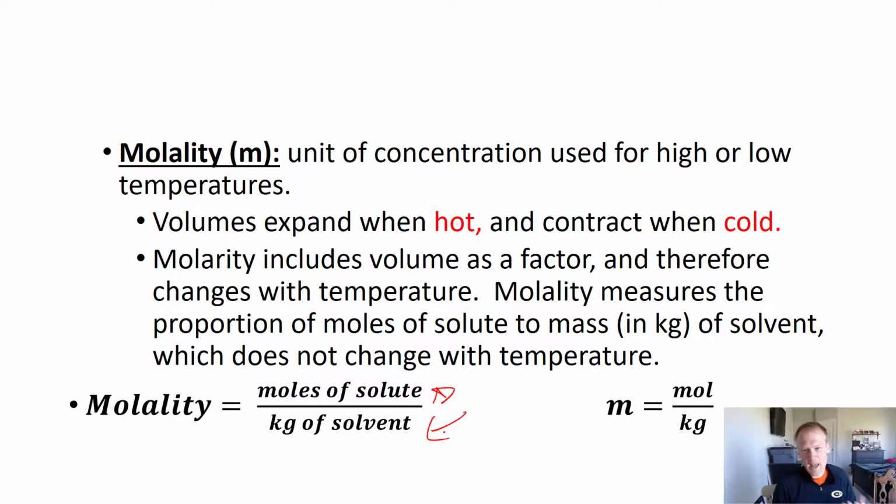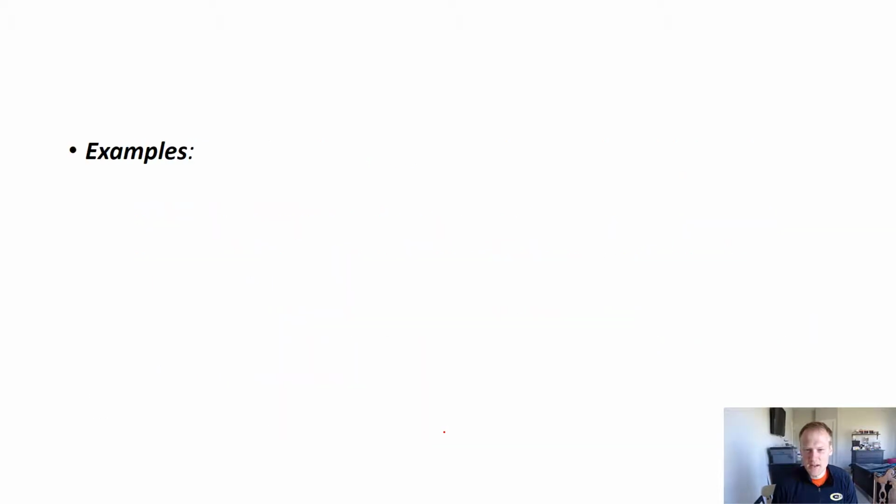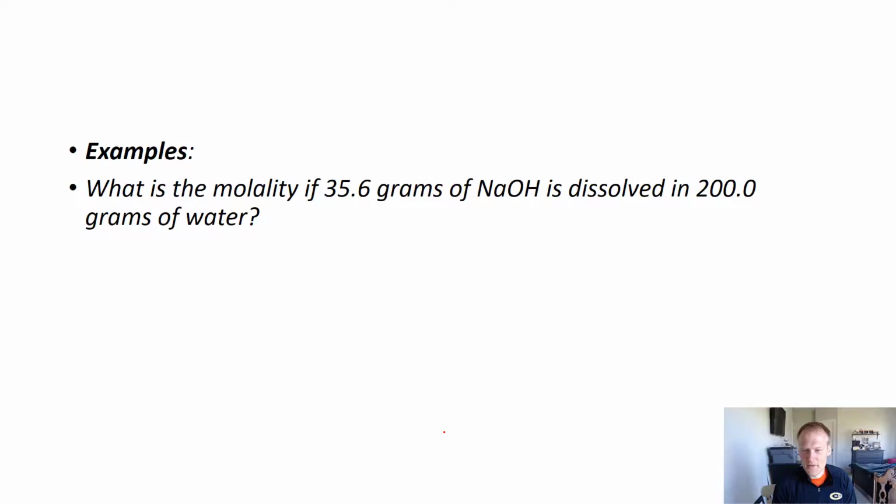The thing that's kind of a pain is that it's molality. It's literally one letter different. So you've got to be really careful when reading the question, making sure it's asking for molality and not molarity, and vice versa. But the math's the same. Pretty simple stuff. What is the molality if 35.6 grams of NaOH is dissolved in 200 grams of water?